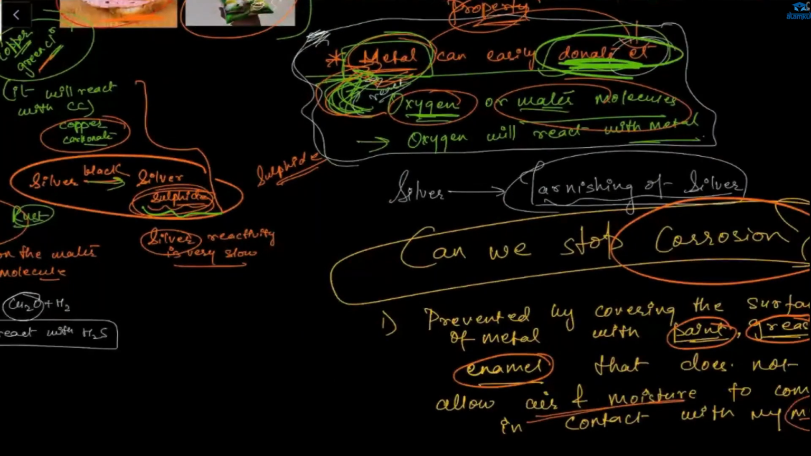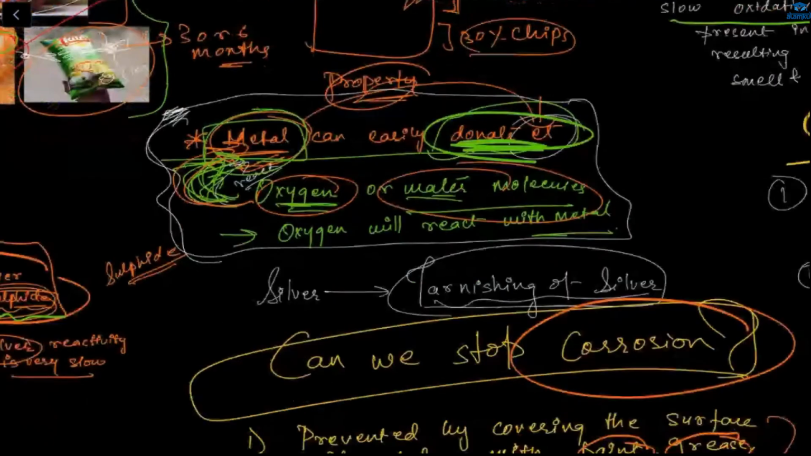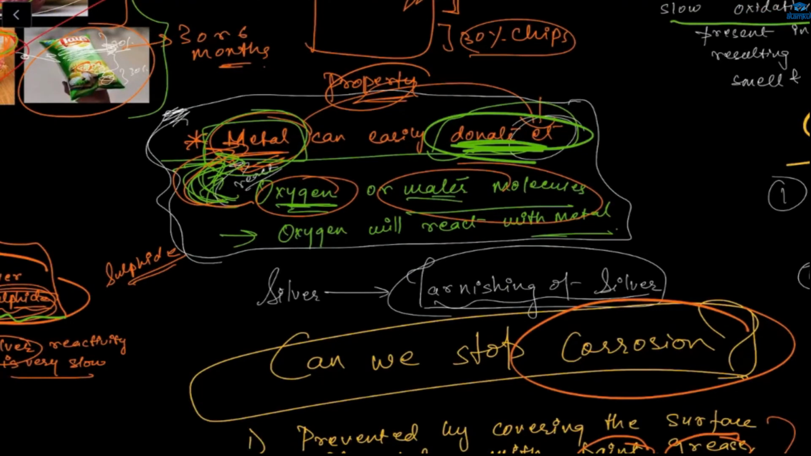How can we stop corrosion? I'll not show, one by one I'll ask. First, Shazan, how can we stop it? By painting the metal, or we can also coat it with zinc. Yes, and that process is known as galvanization. Good.